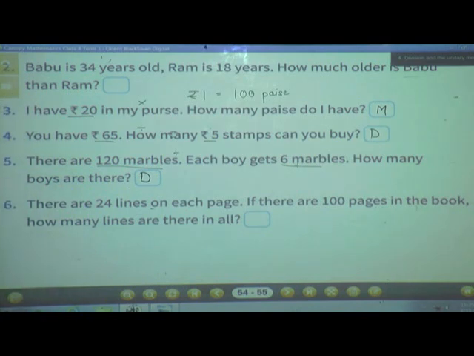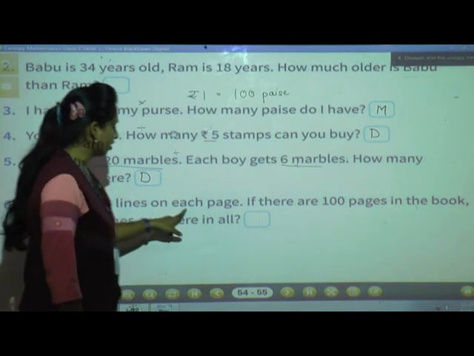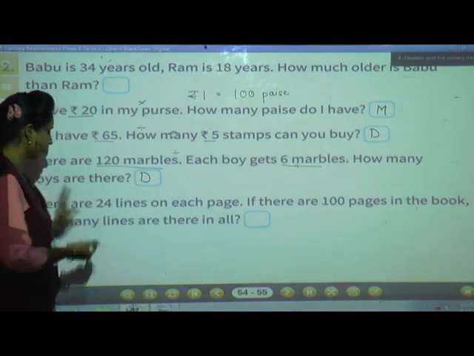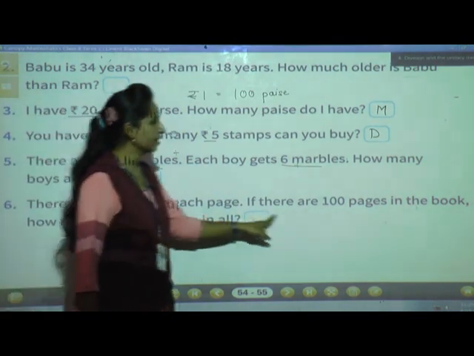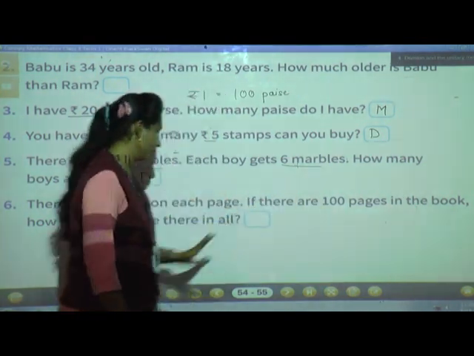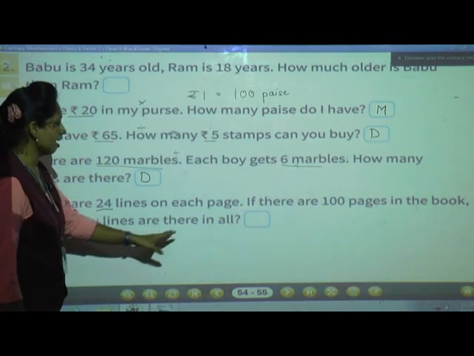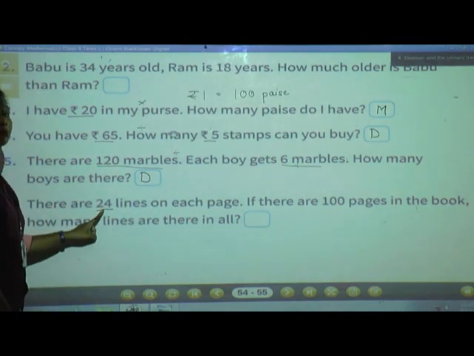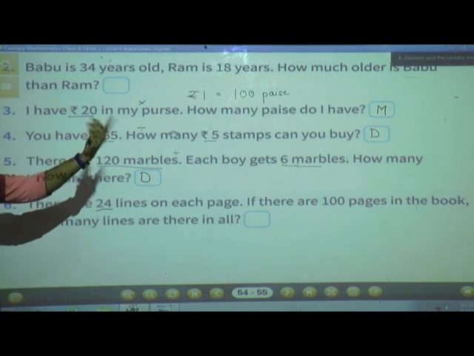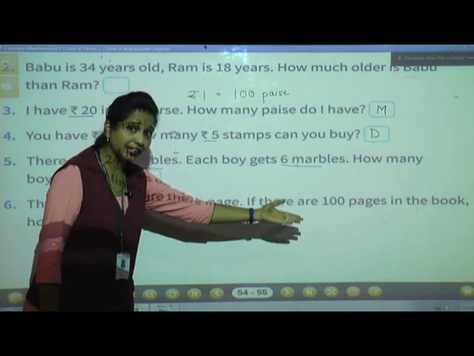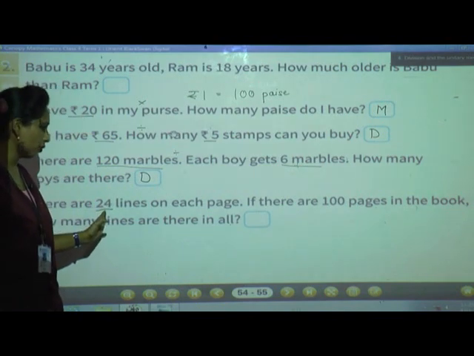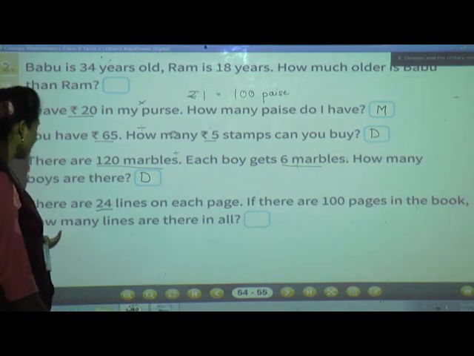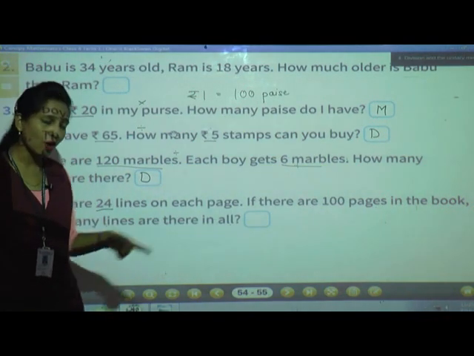What is the last sum? There are 24 lines on each page. You have a book now. On that book, how many lines are there? 24 lines. If there are 100 pages in the book, how many lines are there in all? See, they have given 1 page lines, 24. Now we have to find out 100 pages. So what you will do? Of course, you will multiply 24 multiplied by 100. So we will get how many lines are there in all.